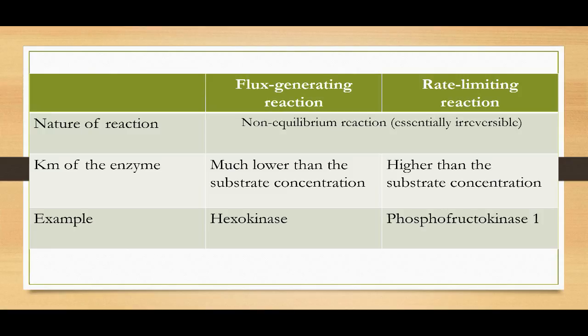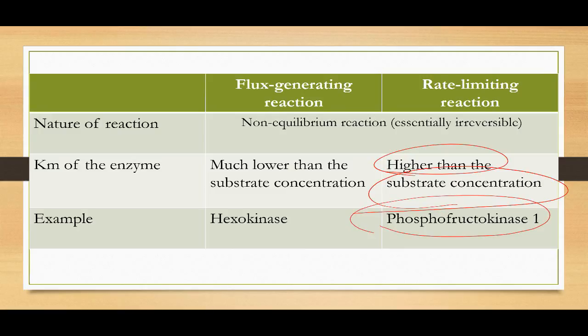Let us come to the rate limiting reaction. I already told you that a rate limiting reaction is like congested traffic, or like a custom toll. They won't allow all the vehicles in custom tolls, they will stop some vehicles. So here in a rate limiting reaction, the Km is higher than the substrate concentration. This is very, very important. Phosphofructokinase 1 is the rate limiting reaction of glycolysis. Km of PFK1 is higher.